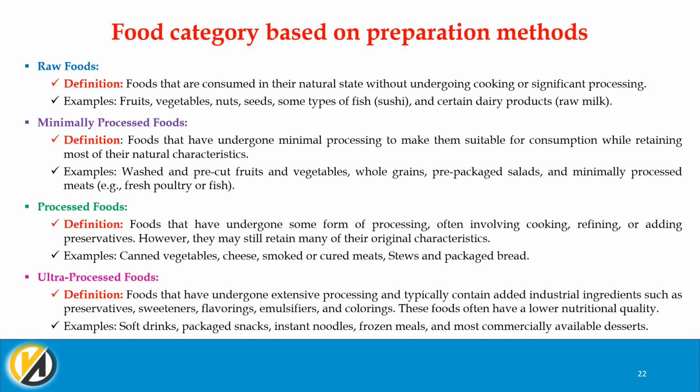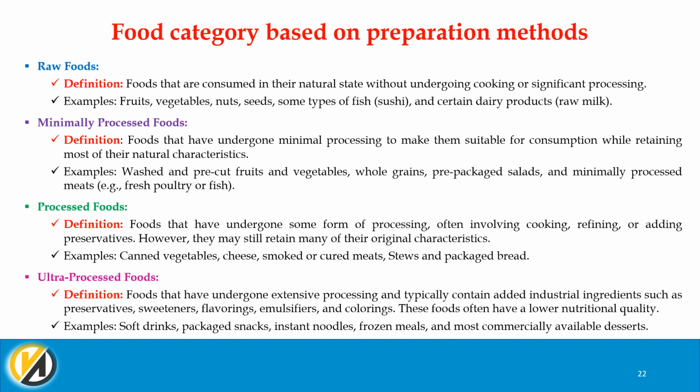The second category is minimally processed foods, foods that have undergone minimal processing to make them suitable for consumption while retaining most of their natural characteristics. These include washed and pre-cut fruits and vegetables, whole grains, pre-packed salads, and minimally processed meats, such as fresh poultry or fish. Processed foods. These are foods that have undergone some form of processing, often involving cooking, refining, or adding preservatives. However, they may still retain many of their original characteristics. Examples: canned vegetables, cheese, smoked or cured meats, stews, and packaged breads.